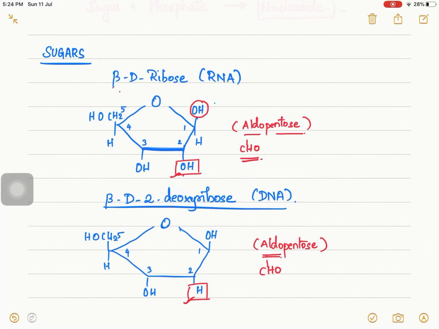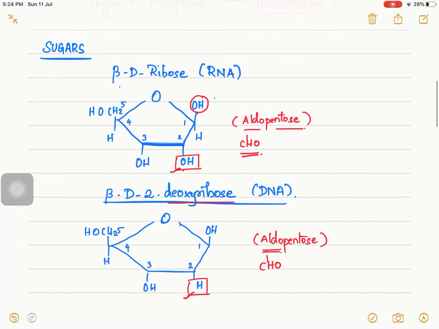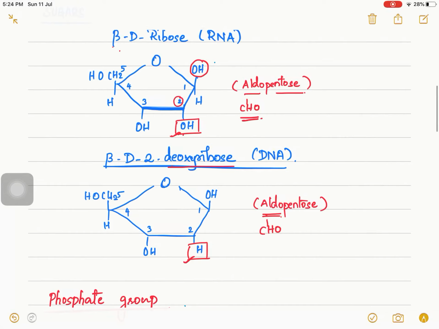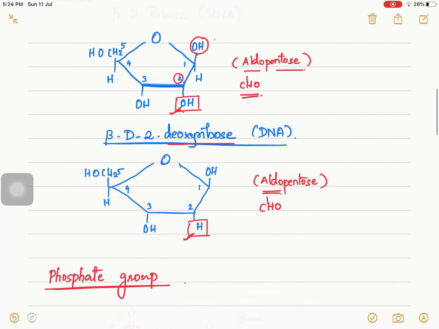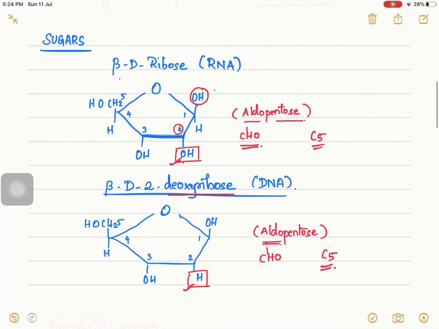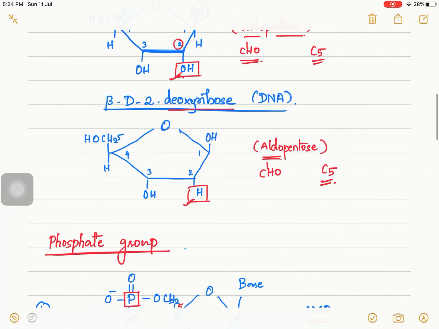Whereas for deoxyribonucleic acid, the sugar group is called deoxyribose. The name itself tells that there is a small difference between ribose and deoxyribose. In the second carbon atom we have a hydroxyl group in RNA, but in DNA we have only a hydrogen atom. The oxygen has been removed from the hydroxyl group in the second carbon atom. It is also the same aldopentose with an aldehyde group as its functional group. In total, it contains 5 carbon atoms in both the sugars. So this is about the sugars present in nucleic acid.